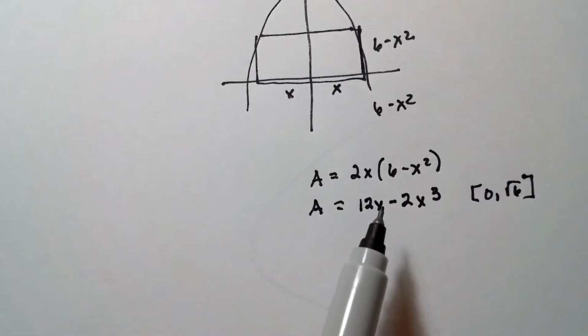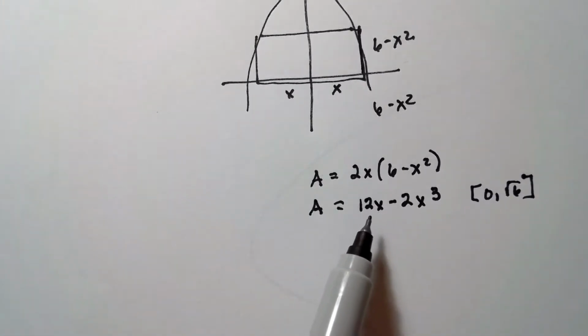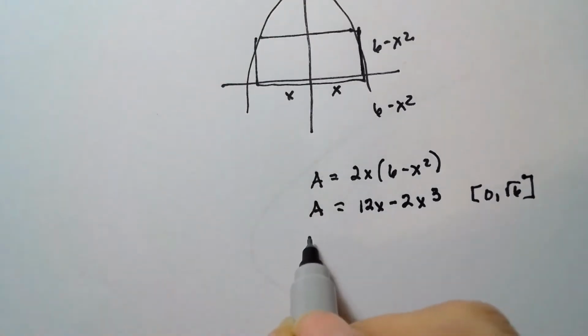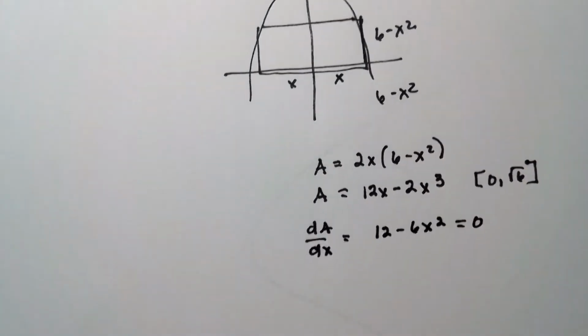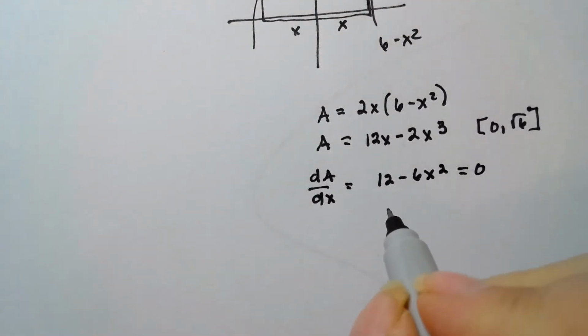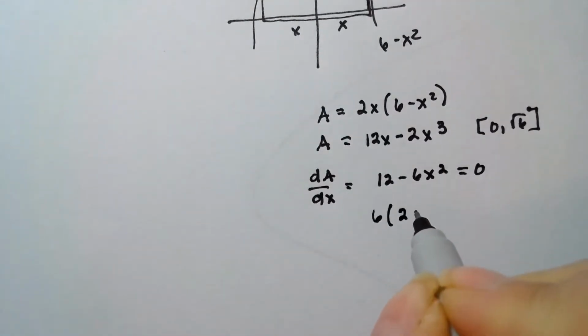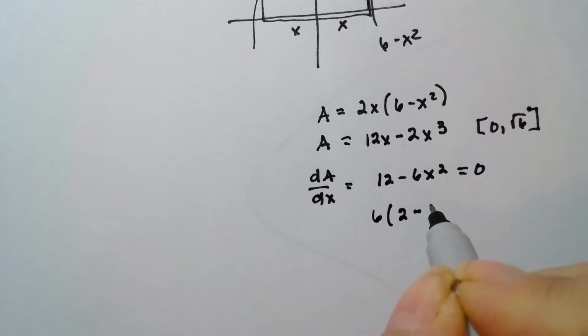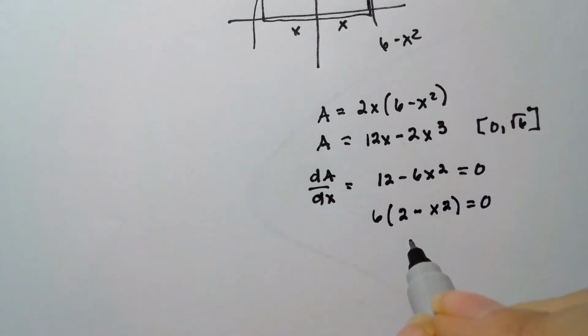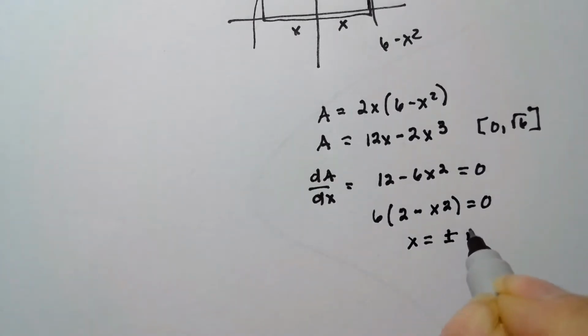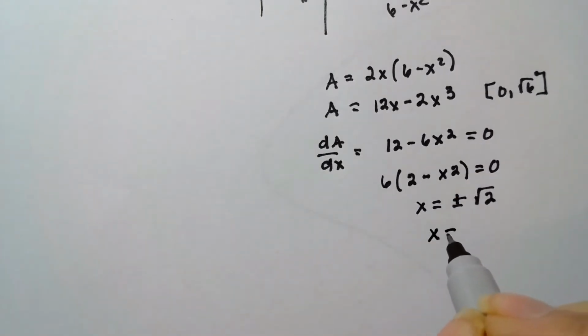Okay. Now that I have my function, I can either pop that into my calculator, and I'll do that in a second, or I can just take the derivative by hand. The derivative with respect to x is going to be 12 minus 6x squared, and we set the derivative equal to 0 and solve to find the critical numbers. I'm going to pull out a 6, so we have 2 minus x squared. If I solve, x is equal to plus or minus root 2. Because I'm using symmetry, negative root 2 is not in this interval, so you discard it. So x is equal to root 2.